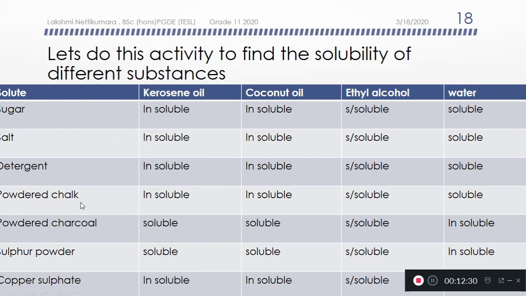Let's take the powdered chalk. It is insoluble in kerosene oil, insoluble in coconut oil, slightly soluble in ethyl alcohol and soluble in water. Likewise, if you go through the table carefully, you will be able to see the differences of solubility.